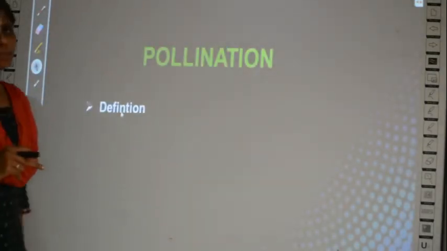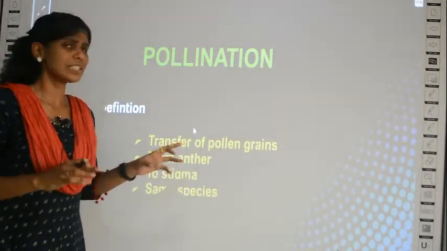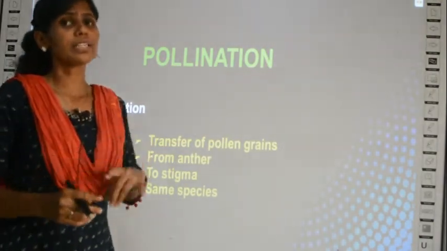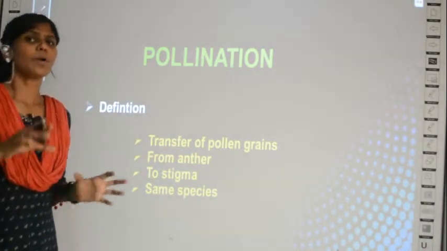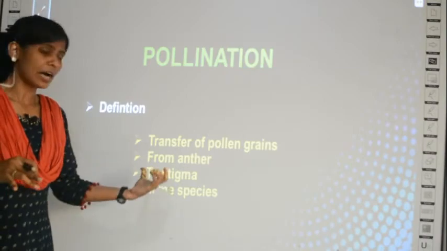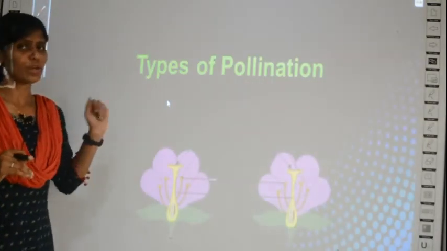Then we will revise pollination. Pollination means, you should know the definition first, the transfer of pollen grains from the anther to the stigma of another plant, and it always happens within the same species. This definition you have to memorize.